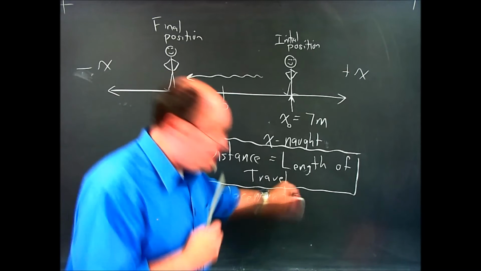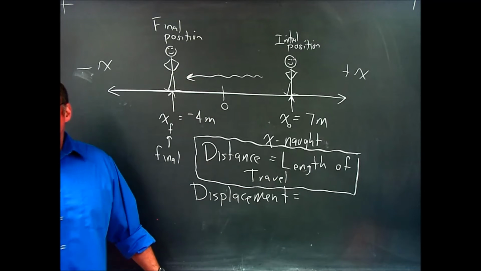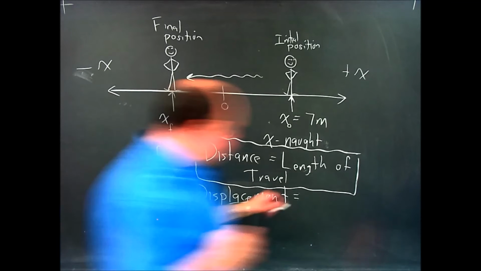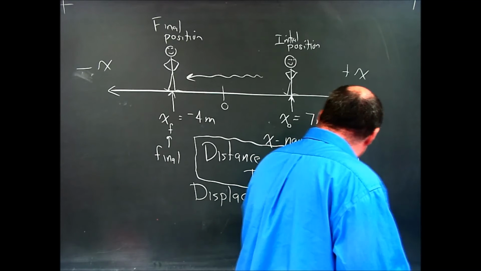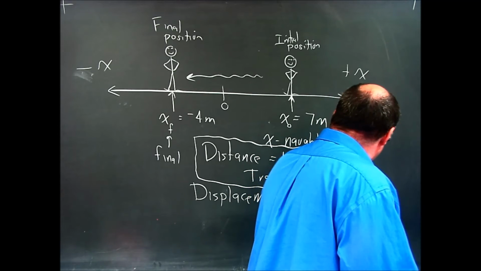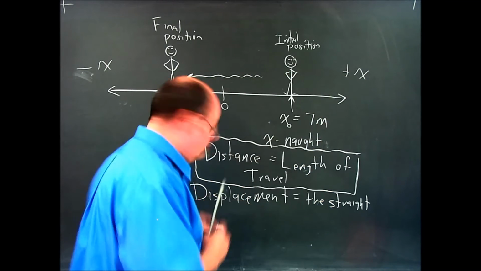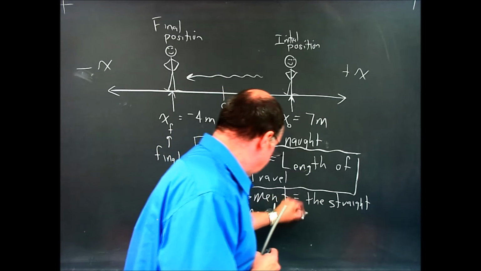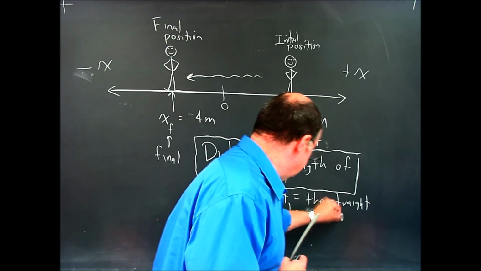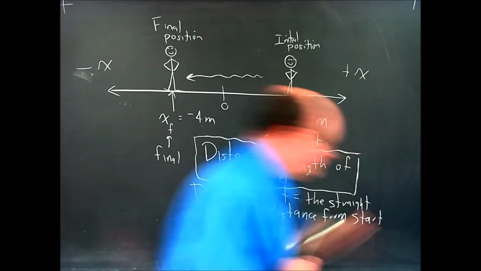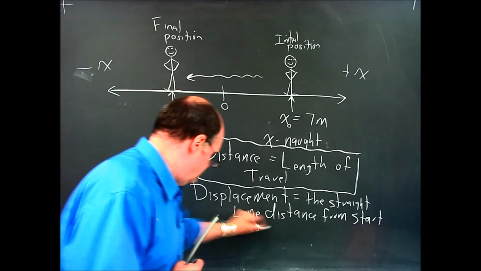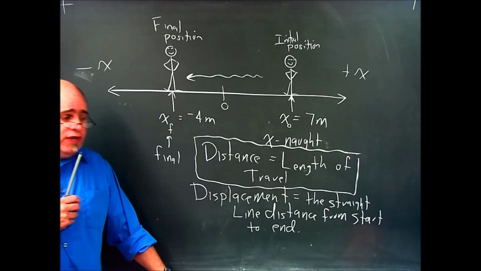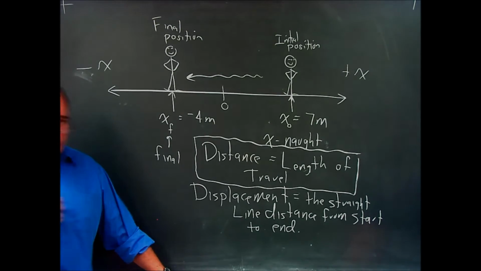The displacement is basically the straight line distance from the starting point to the ending point.